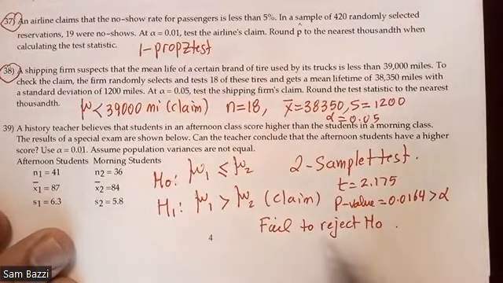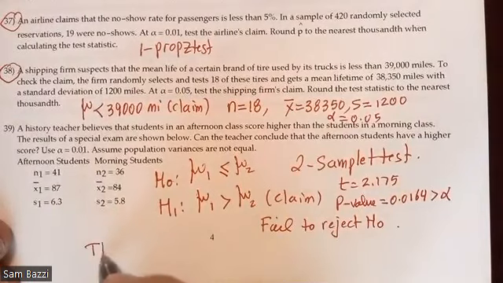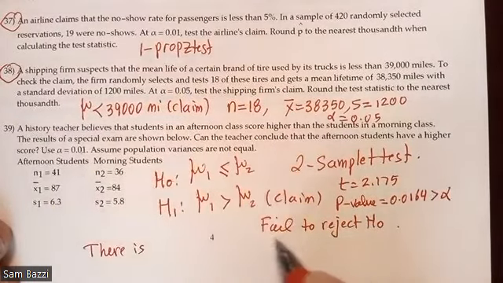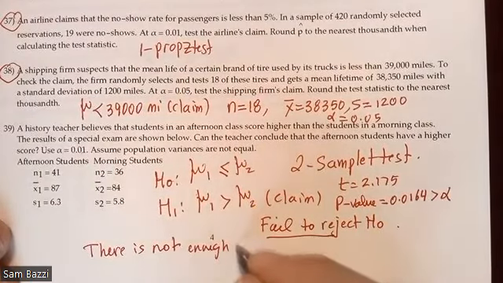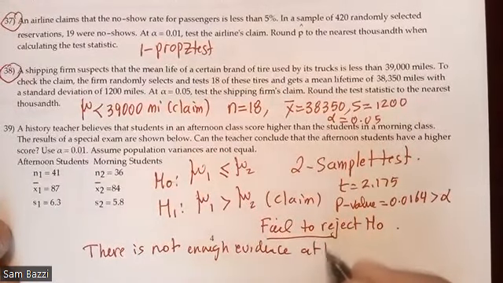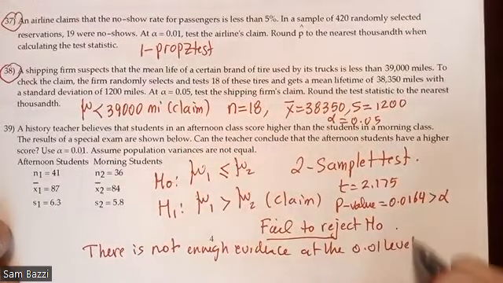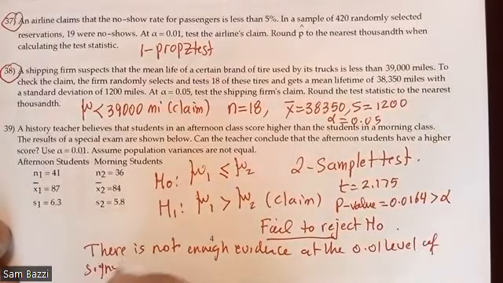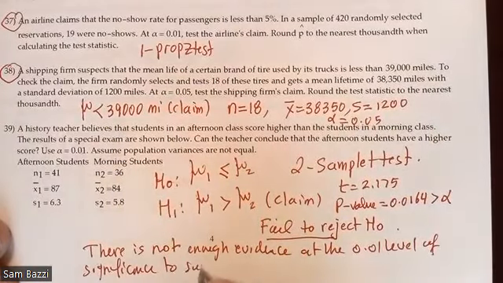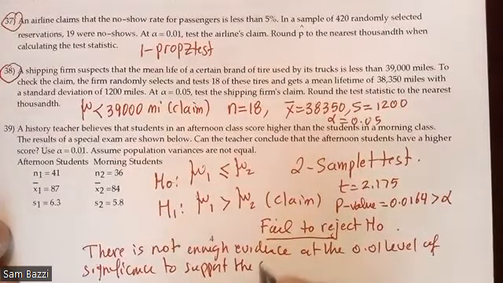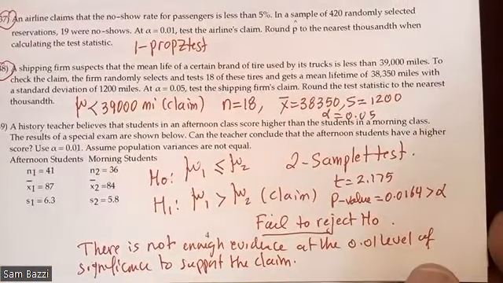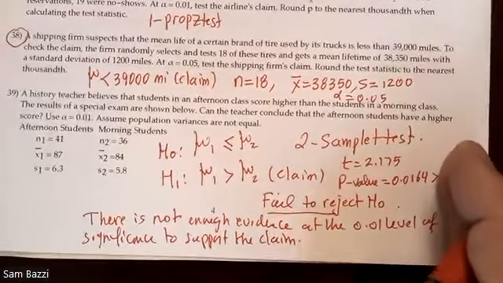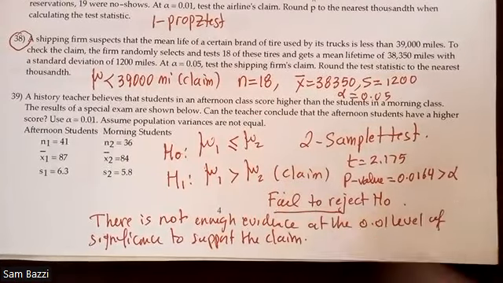Fail to reject H0. When you fail to reject the null hypothesis, you start with: there is not enough evidence at the 0.01 level of significance to support the claim. We're saying we cannot support the claim that afternoon students perform better than morning students. We could not conclude that. All right, guys, so that's exercise 39.